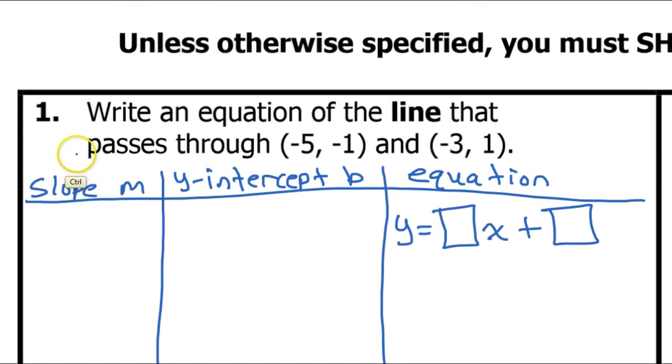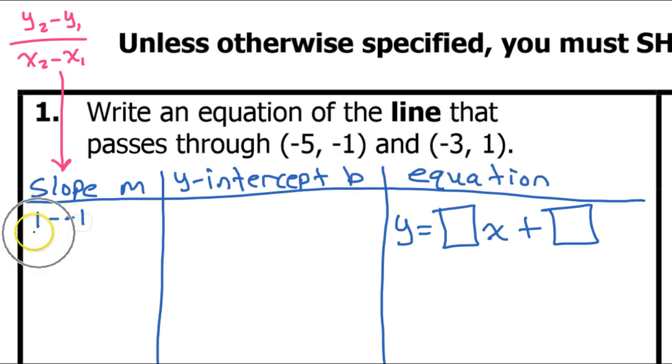Now, when I want to find the slope, I know that the slope formula is y2 minus y1 over x2 minus x1. So that is what I'm going to use to find the slope right now. Okay, so y2 minus y1. So that will be 1 minus negative 1. Then x2 minus x1, so that's negative 3 minus negative 5.